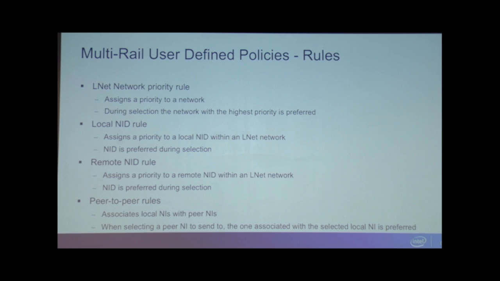Another rule is the local NID rule. So if you prefer, for example, a specific local interface that you want to go out of and keep the other interfaces for backup, you can do that. Remote NID rules, the same thing. And peer-to-peer rules is kind of a combination of the local NID and the remote NID rules. There's also a potential of, for example, using the same algorithm to select routers. Like if you want to subdivide the routes and make sure that you select routes based on a specific policy, this kind of general algorithm can be applied for that as well.